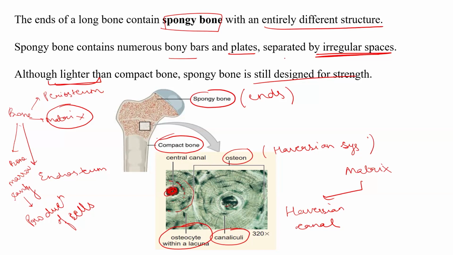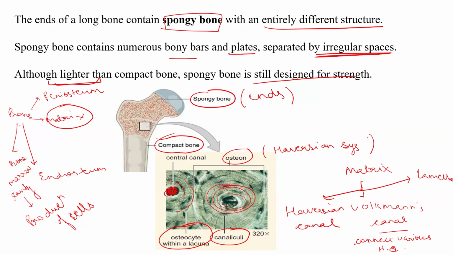The next one is the Volkmann's canal. What is the function of the Volkmann's canal? Its function is to connect the various Haversian canals. Like canaliculi, it can be called canaliculi that connect the various Haversian canals. And the third one is the lamellae. Lamellae are these concentrically arranged rings, within which the osteocytes are present.